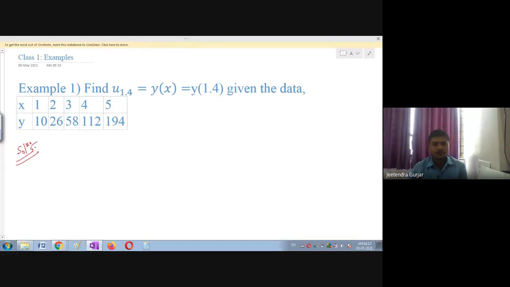Okay, please write down. Find y(1.4), that is y of x equal to y of 1.4. See, in the exam, they may give you y(1.4). You can easily find the x value is 1.4. They may give y of 1.4, and you can easily see x is 1.4, which means you are going to calculate this value, right?